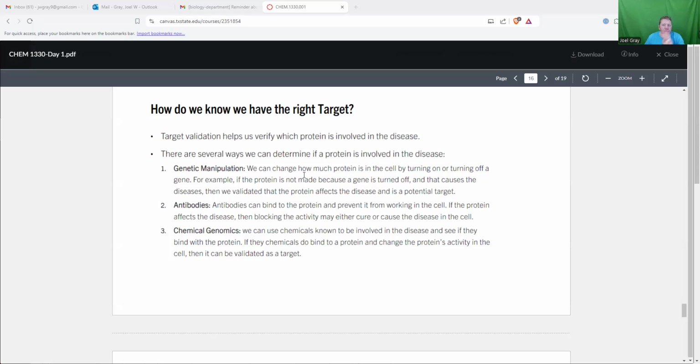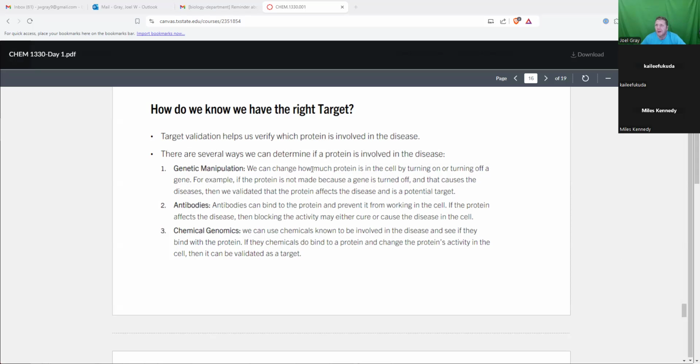Ways that we can see if a protein is involved in a disease, we have 3 different major ways. One of which is genetic manipulation. What that means is that we can change how much protein is in a cell by turning it on or turning it off. So that would be making a mutant organism that basically has a gene knocked out. Alternative to making a complete mutant organism, you can look at a cell line. So you can isolate a cell and basically knock out a gene.